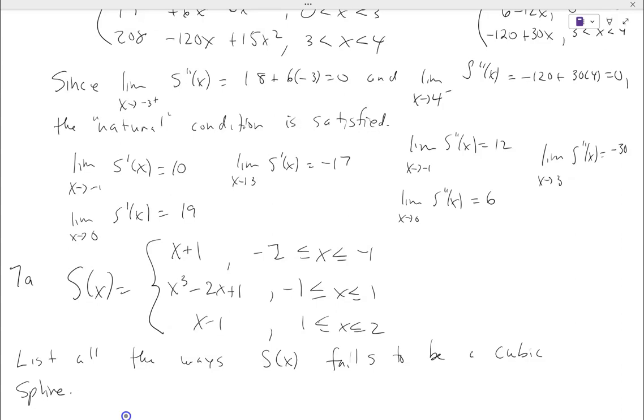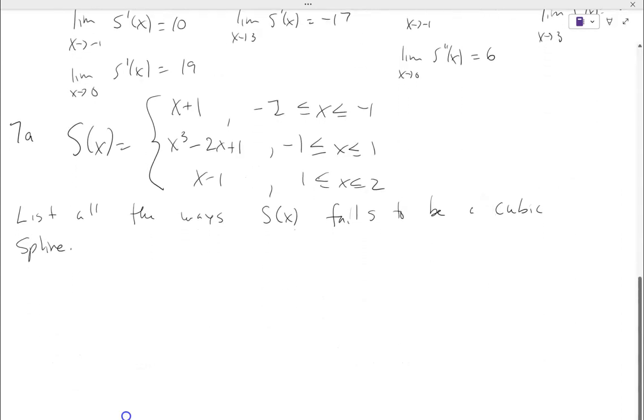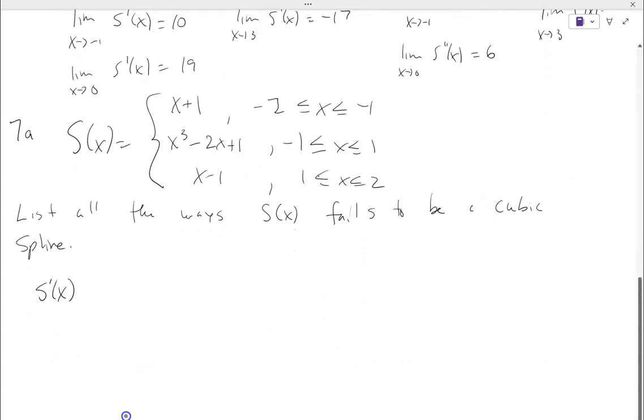Okay. So let's start moving into the interior positions and see if they match. Let's do the continuity and then continuity of the first derivative and then continuity of the second derivative, right? Making sure the pieces match, the first derivatives match, the second derivatives match, looking at the interior points, correct? Okay. So let's do first derivative and second derivative.